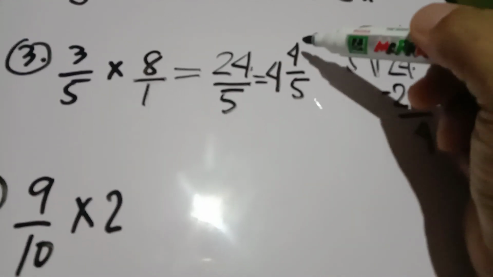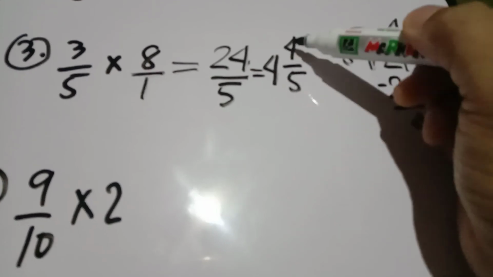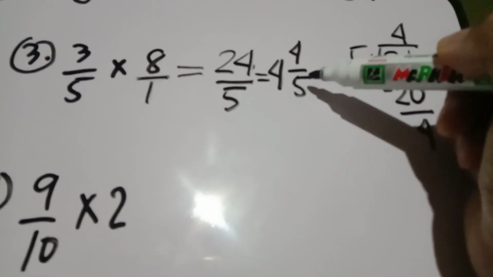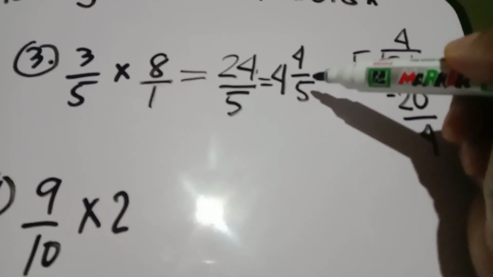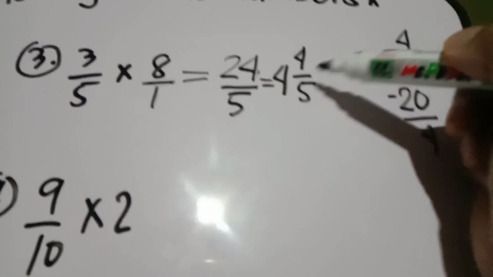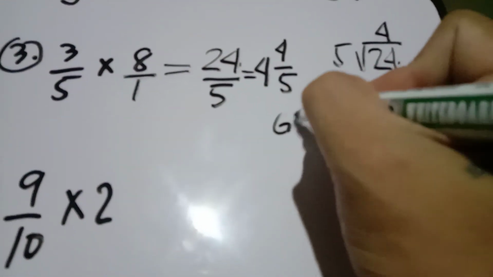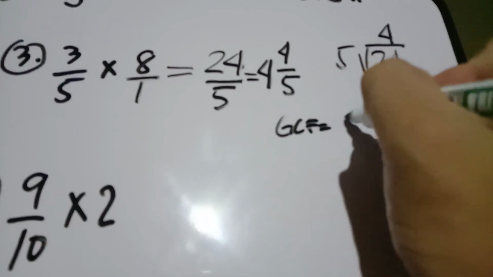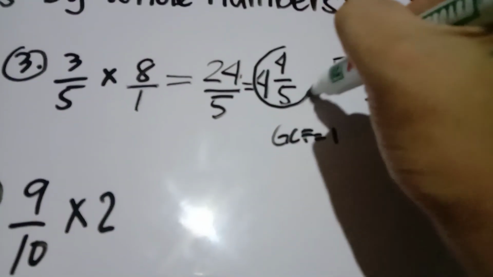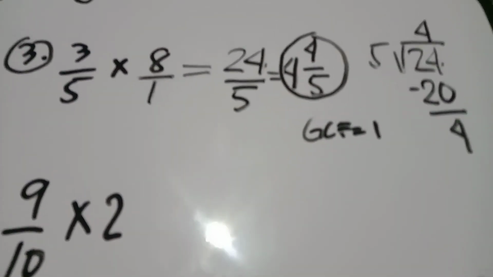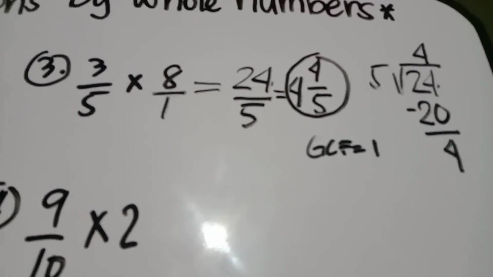Okay, now try to check the fraction. 4 over 5, 4/5. 4/5 is in lowest term. Okay, the GCF of 4/5 is 1. So therefore, 4 and 4/5 is the answer.